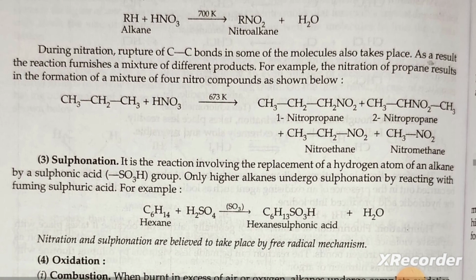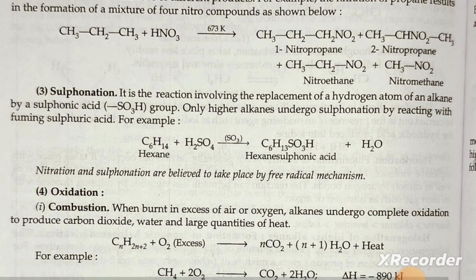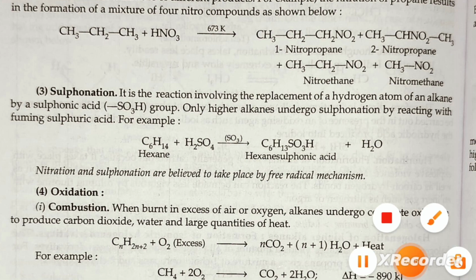Sulfonation. It is the reaction involving the replacement of a hydrogen atom of an alkane by a sulfonic acid group. Only a higher alkane undergoes sulfonation by reacting with fuming sulfuric acid. For example, hexane plus H2SO4 in the presence of SO3 gives hexane sulfonic acid plus H2O. Nitration and sulfonation are believed to take place by free radical mechanism.